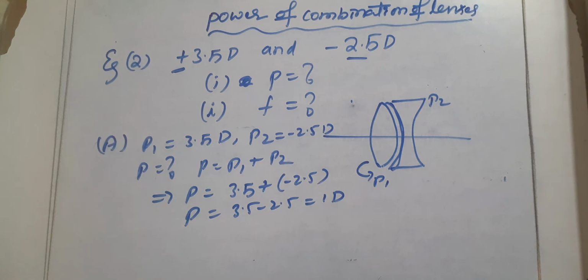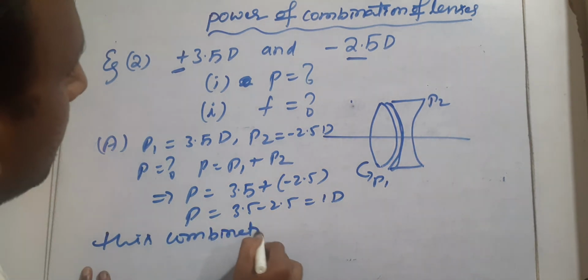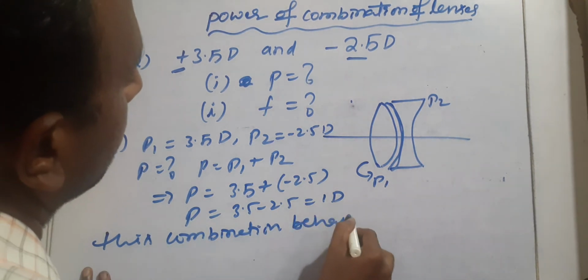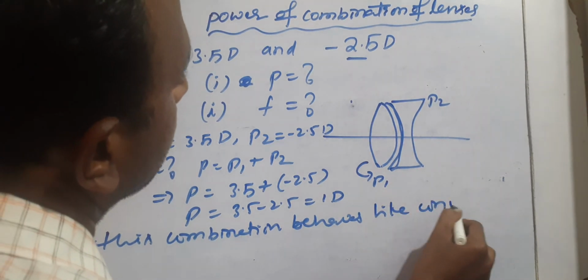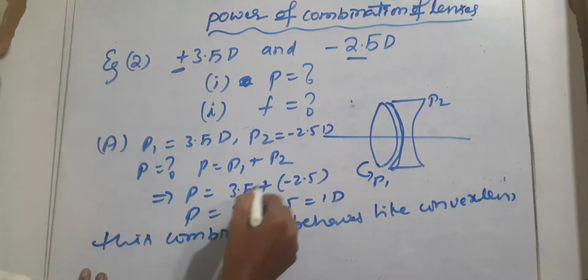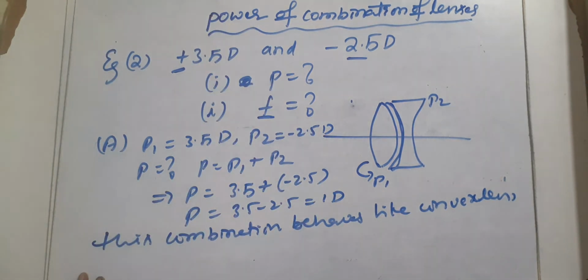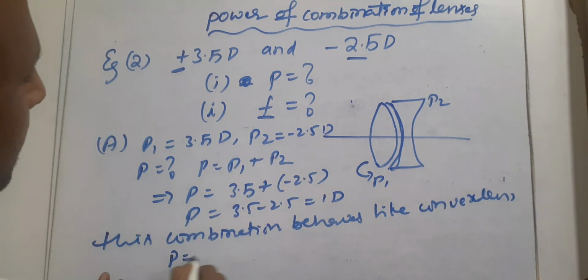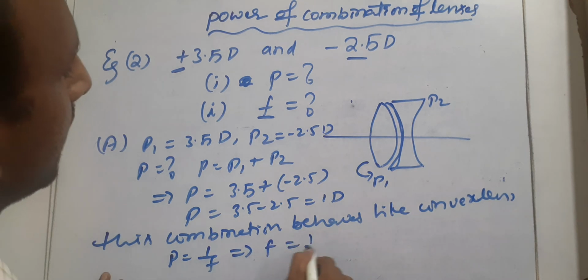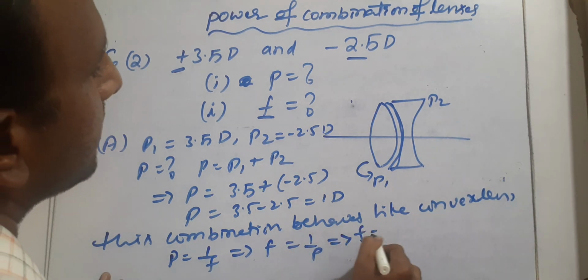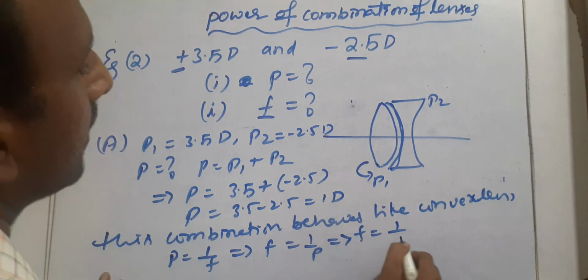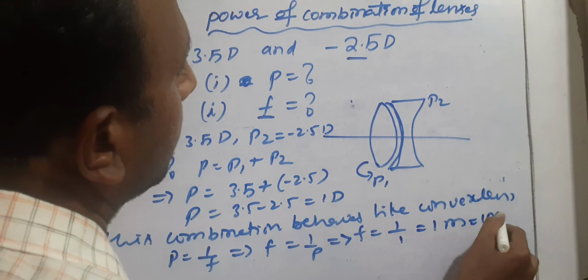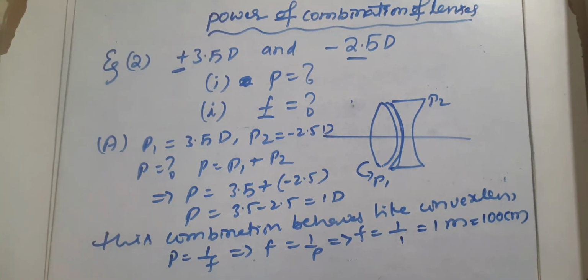So this combination of the two lenses behaves like a convex, converging lens. Now we want to calculate the effective focal length, the total focal length of these two lenses. We know that P is equal to 1 by F, students, so F is equal to 1 by P. So F is equal to 1 by 1, which is 1 meter or 100 centimeters. So the focal length of the system is 1 meter.